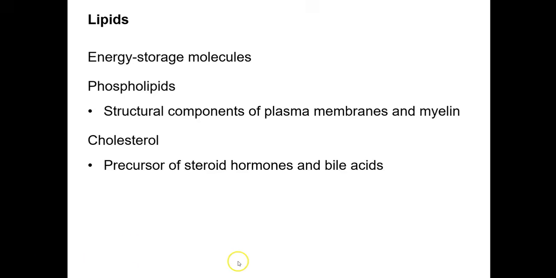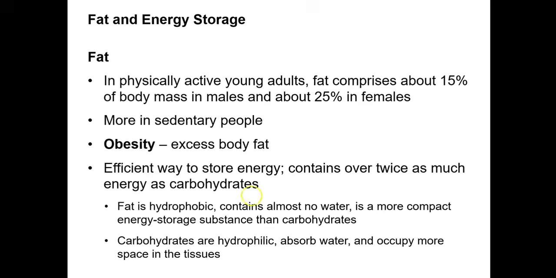Some examples of lipids that we have in the body: phospholipids we can find in the plasma membranes of our cells. Cholesterol we know is going to be found pretty readily throughout the body. We have it in our cell membranes as well. It's a precursor for a lot of steroid hormones like estrogen, testosterone, for instance. And it's going to help form bile acids or bile salts, which we talked about in the urinary system chapter.